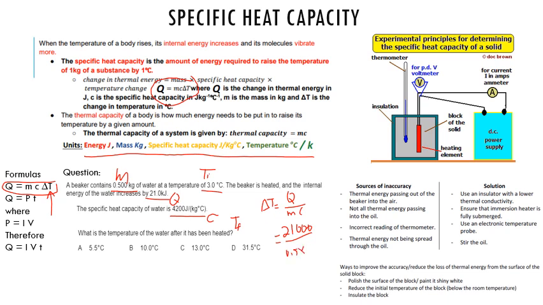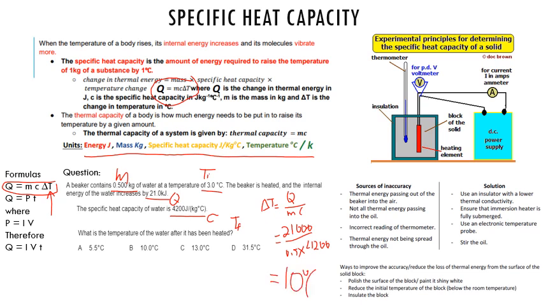times 4,200. When you do this calculation, it means you're dividing 21,000 by 2,100, and this will be 10 degrees Celsius.